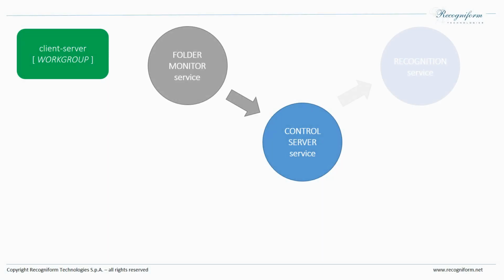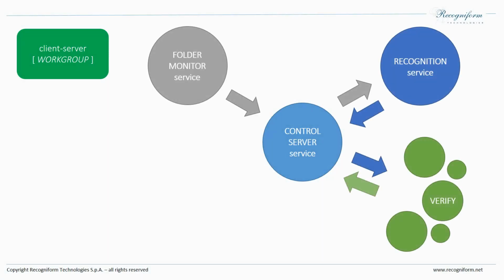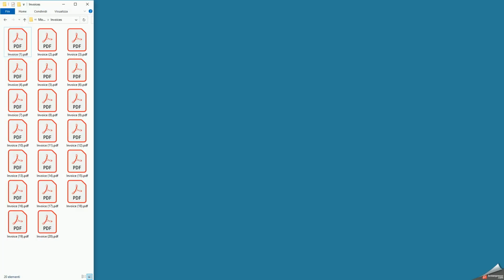Recogniform Folder Monitor Service allows to create batches automatically, monitoring one or more folders. Folder Monitor Service automates the input step, sending batches to the control server, with no need of operator activity.